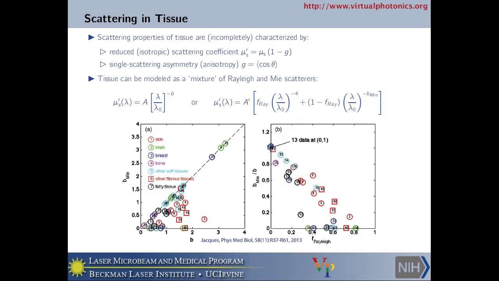All of this factor is unitless. The only thing that carries units is A. Again, A is the value of mu s prime at lambda naught. Some books use 1 micron, some use 500 nanometers. They're all over the place. I saw a book that uses 1 nanometer as the reference wavelength, which makes no sense, but anyways.